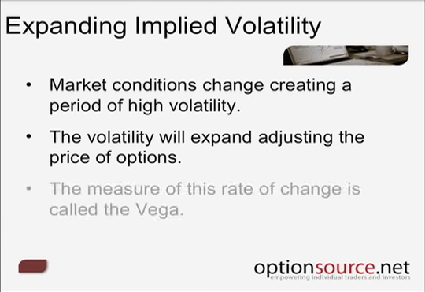And what happens here is, and incidentally, that measurement of rate of change is known as the vega. So when you're looking at your options chains, recognize that the measure of implied volatility on an option contract is the vega.